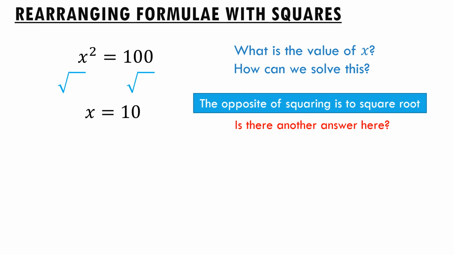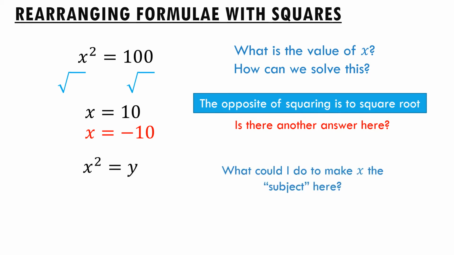Think about what other numbers would times together to make 100. It's going to be minus 10 as well. Remember, a square root actually has a positive and a negative answer, because minus 10 times minus 10 gives you positive 100. Just something to think about in the future. So we're going to apply the same thing here, but where we've got lots of terms, we can't actually solve it. So if you've got x squared equals y, I'm going to square root x and square root y to get x on its own. And now I've made x the subject of the formula, and because I don't know what y is, I've written it as square root of y.